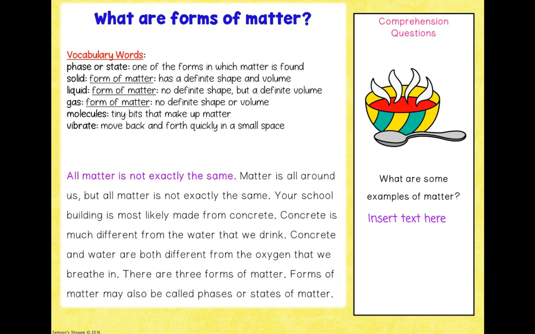All matter is not exactly the same. Matter is all around us, but all matter is not exactly the same. Your school building is most likely made from concrete. Concrete is much different from the water that we drink. Concrete and water are both different from the oxygen that we breathe in. There are 3 forms of matter. Forms of matter may also be called phases or states of matter.